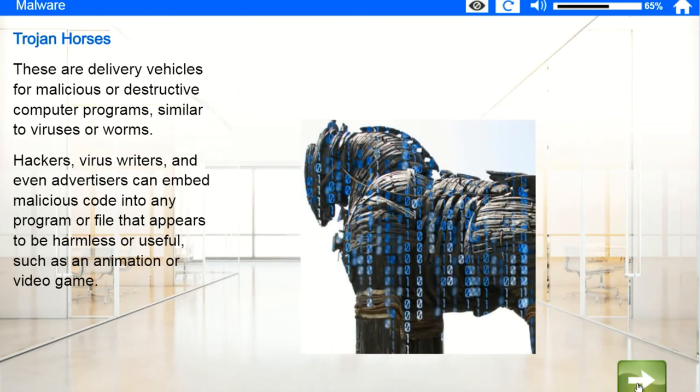Trojan horses. These are delivery vehicles for malicious or destructive computer programs, similar to viruses or worms. Hackers, virus writers, and even advertisers can embed malicious code into any program or file that appears to be harmless or useful, such as an animation or video game.